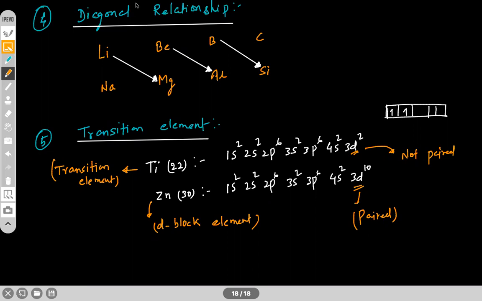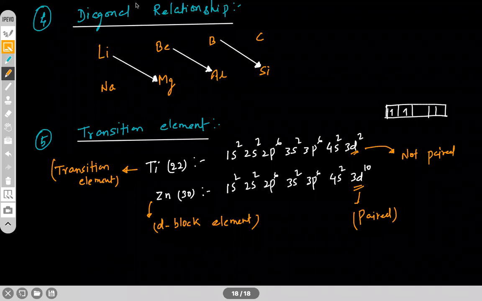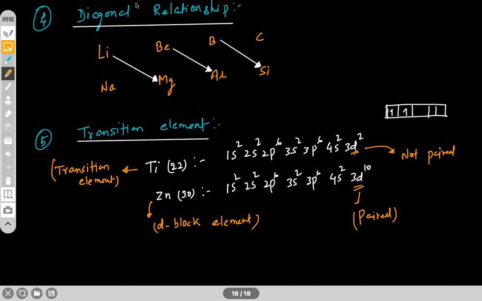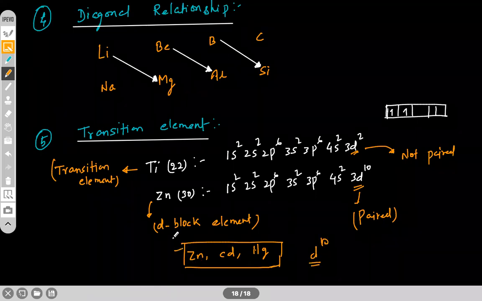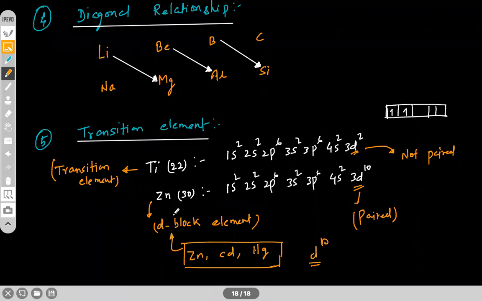So all transition elements are d block elements, but all d block elements are not transition elements. The vice versa is not true. Transition elements are d block, but d block are not transition elements. So we have zinc, Cd and Hg. For these three elements, the d orbitals are fully occupied. d10 configuration it has. That's why these three are d block elements. All other elements are transition.